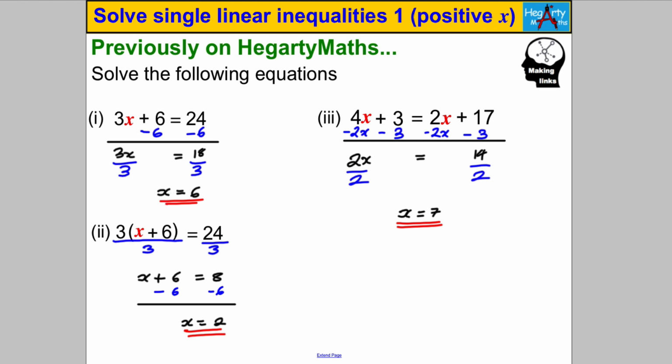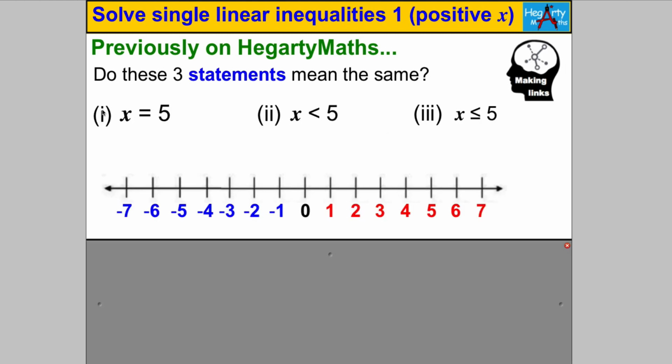Now, just to lead into what they are, I want to ask you a question. Are the following 3 statements the same? x equals 5, and this one, and this one. Pause the video and tell me if they're the same, and if not, why they're different.